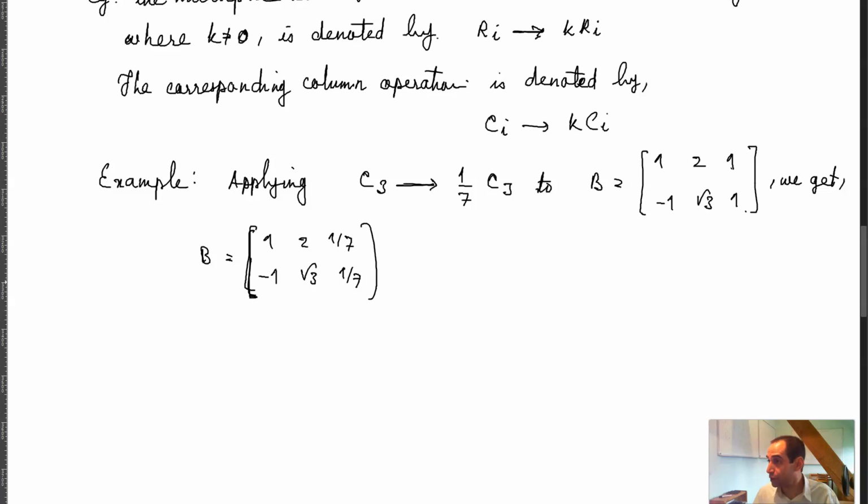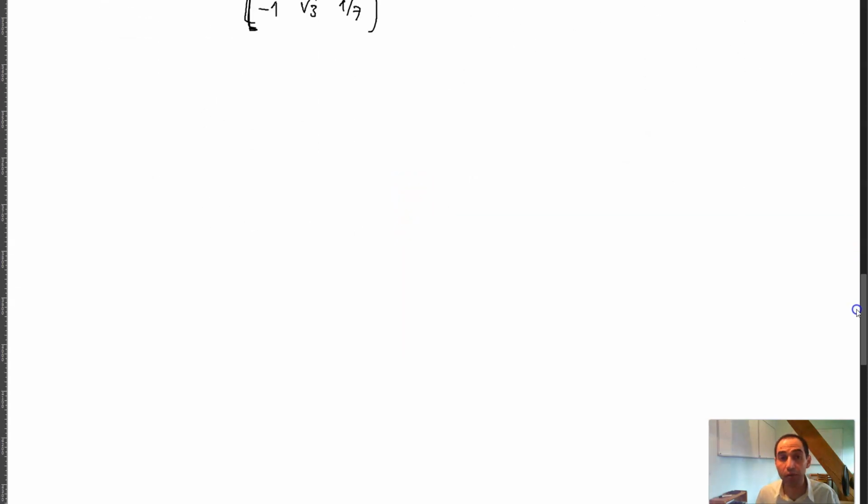Now number 3: the addition to the elements of any row or column, the corresponding elements of any other row or column multiplied by any non-zero number. So this one seems to be a little more complicated than the other two. These are also used a lot in solving systems of equations.